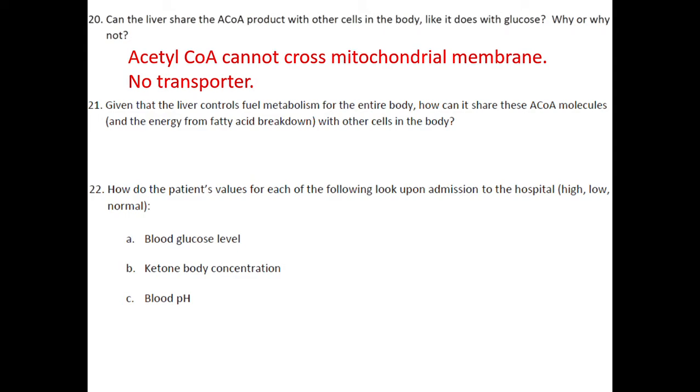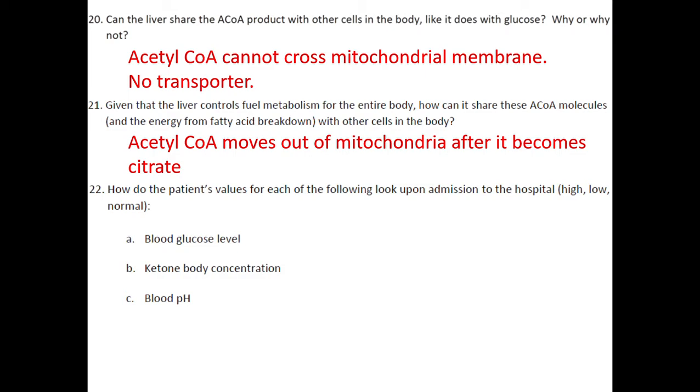Next question, 21. Given that the liver controls fuel metabolism for the entire body, how can it share these acetyl-CoA molecules with other cells in the body? We do want to do that, right? So acetyl-CoA cannot be directly transported out of the mitochondrial membrane. So how do we share that energy with other cells? We do it in the next step, the second molecule within the TCA cycle, which is citrate.